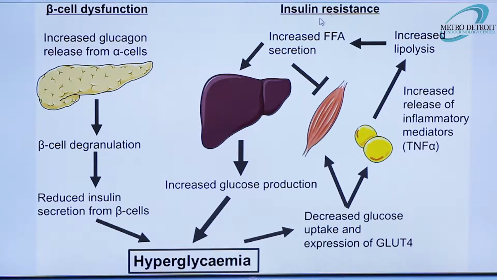The second problem is insulin resistance. What is that word? What does that mean? Where is the problem of that insulin resistance? It is mainly in three areas in the body. One is the liver, where the liver is producing too much glucose. One is the muscle, where the muscle cannot handle glucose. And the third problem is in the fat tissue.